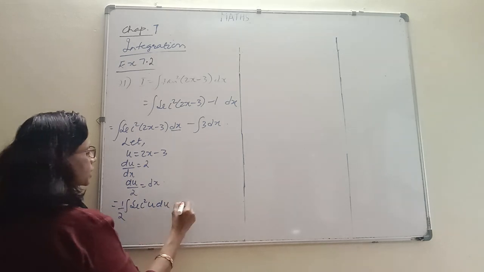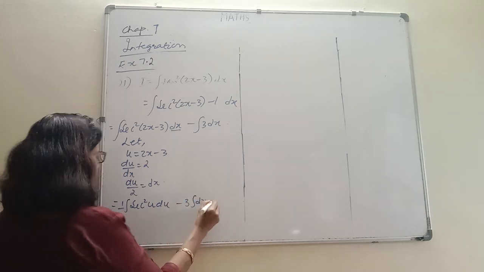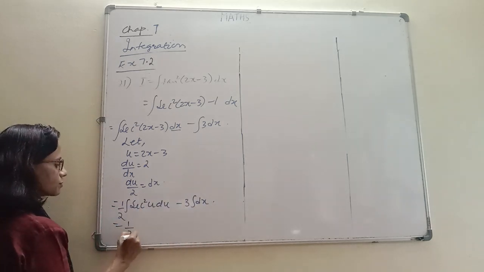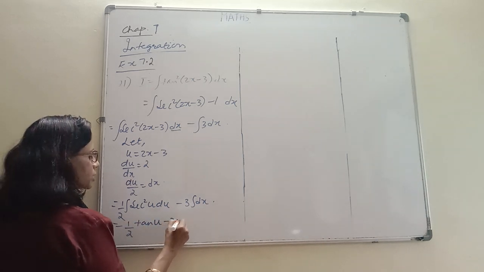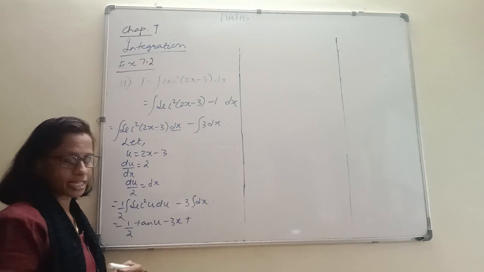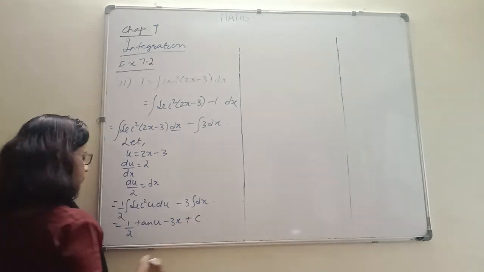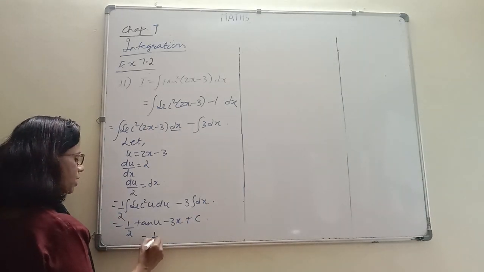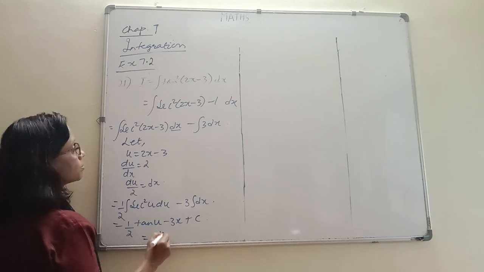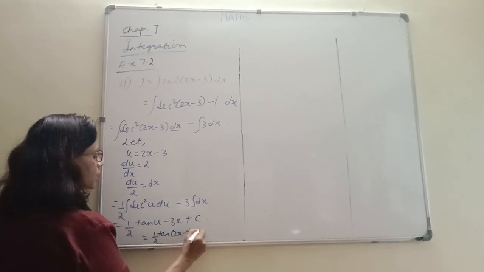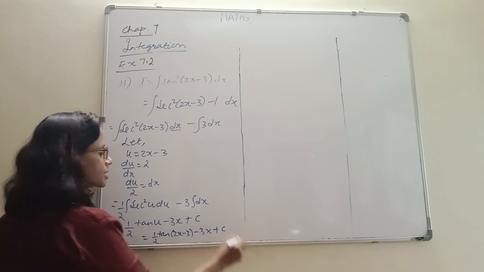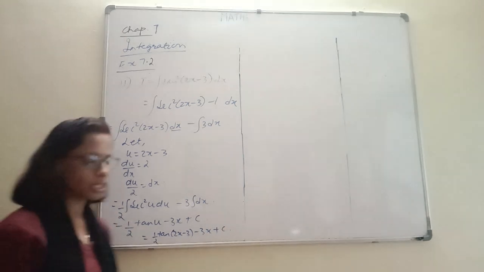That's it. So we are now ready to get our integral. Here the integral of the sec squared function is going to be tan u, and this is going to be 3x because the integral of dx is x, we know, plus c. And a small refinement where we have to revert back the u, which is 2x minus 3. Tan(2x minus 3) minus 3x plus c is our answer. So that's all about it.